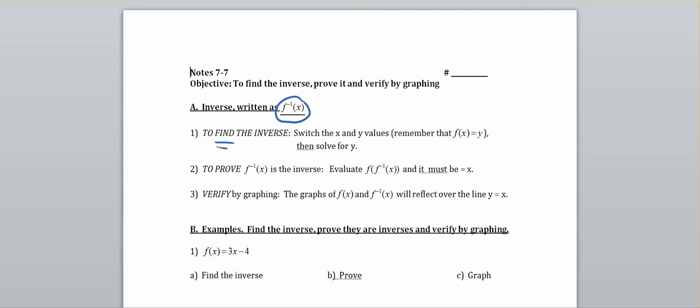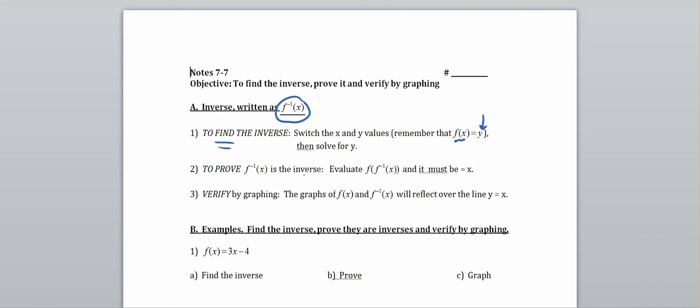To find the inverse, what we're going to do is switch x and y, and then we're going to solve for y. So the process is pretty simple in the directions, where I'm just switching x and y and solving for y. Now remember that when you see f of x, that's the same thing as y, so don't let that confuse you.